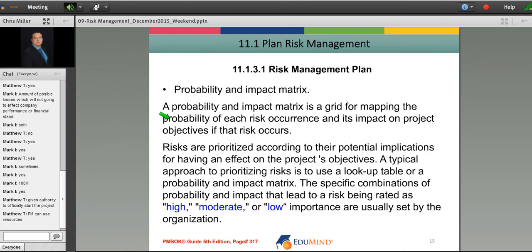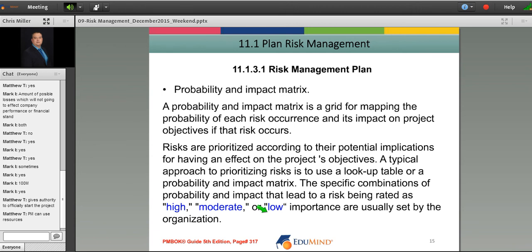All right, you have a probability and impact matrix. A probability and impact matrix is a grid for mapping the probability of each risk occurrence and its impact on project objectives if that occurs. And that's what you're going to use EMV for. Risks are prioritized according to their potential implications for having an effect on the project's objectives. A typical approach to prioritizing risks is to use a lookup table or probability and impact matrix. That's the one we're going to become more familiar with. The specific combinations of probability and impact that lead to a risk being rated as high, moderate, and low importance are usually set by the organization, right? The organization kind of defines where these risks will fill in on the table.